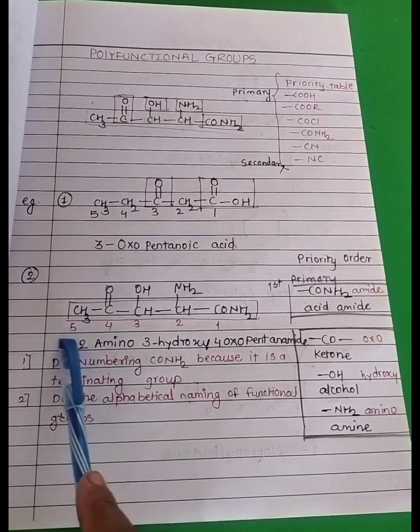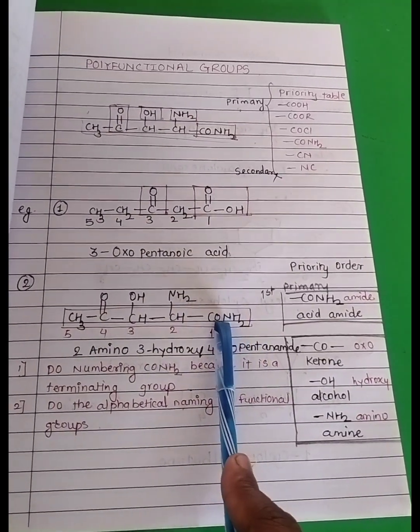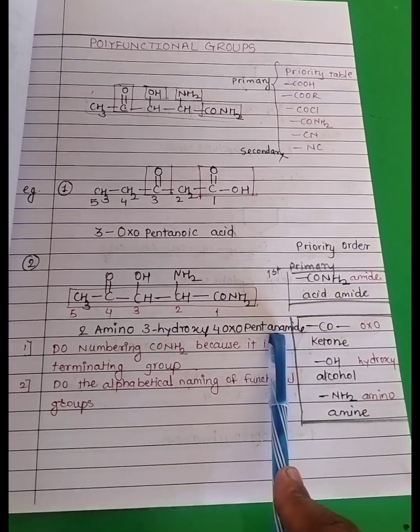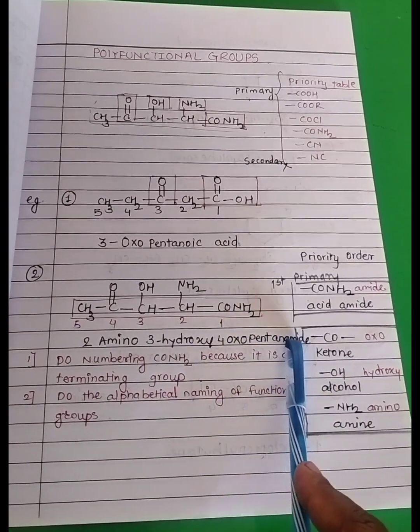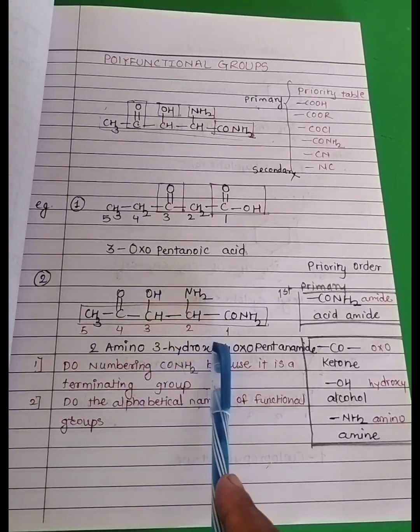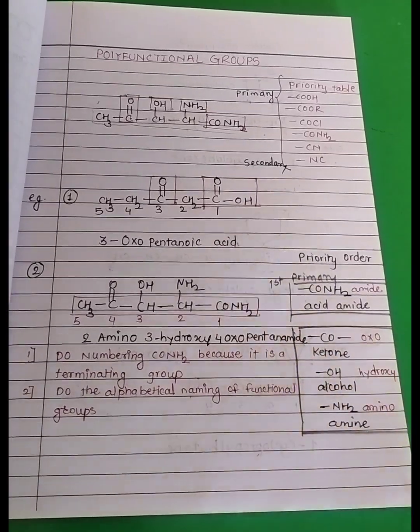There are a total of 5 carbons, so the word root is pent, and the CONH2 group is present, so we write pentane amide. So the overall name of this compound is 2-amino-3-hydroxy-4-oxopentanamide.